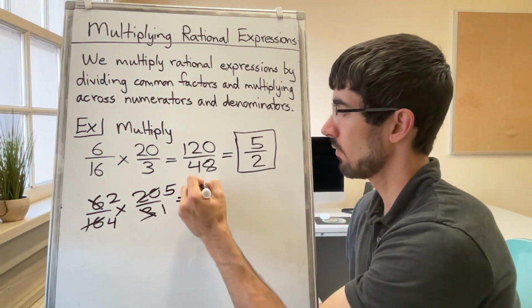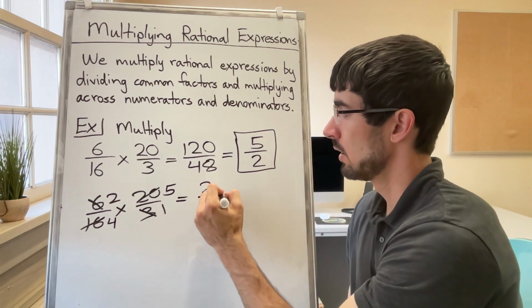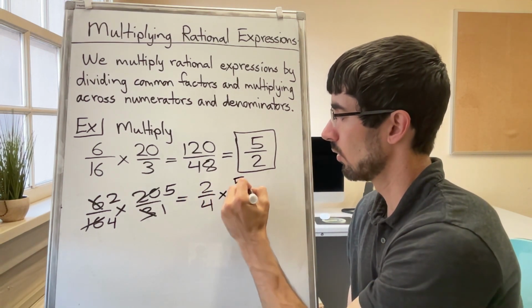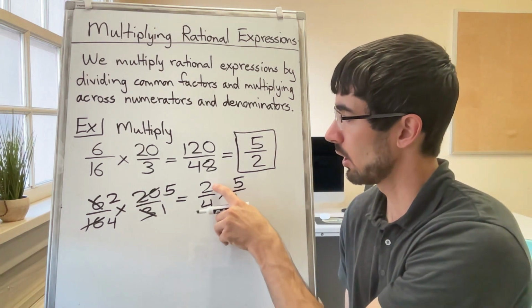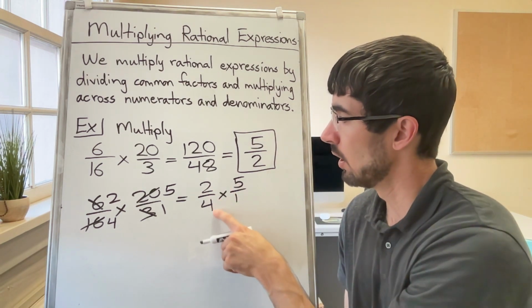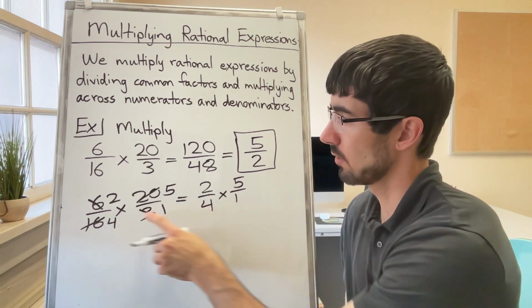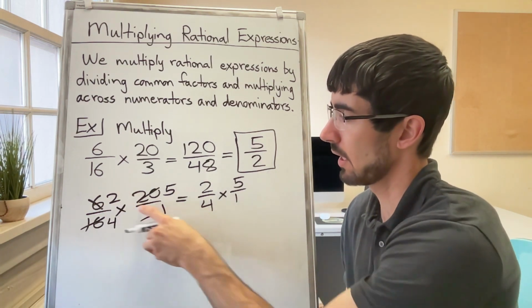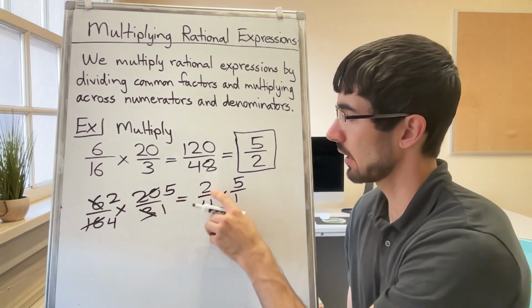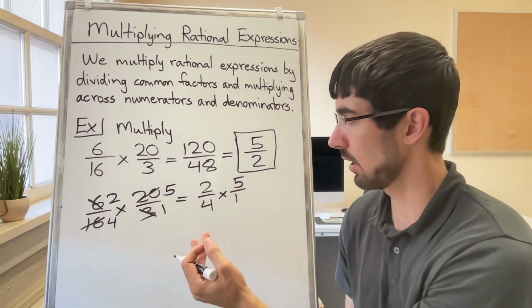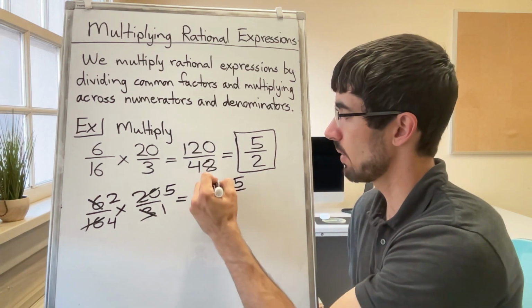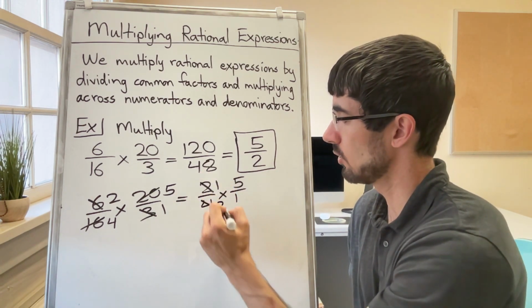So now what do I have? I have 2 over 4 times 5 over 1. But we're not done even now because the numerator 2 and the denominator 4 are divisible by a common factor. So there was no special reason that I had to divide diagonally like this. I can divide any numerator with any denominator as long as they share a common factor. So divide these by 2 and I get 1 over 2.